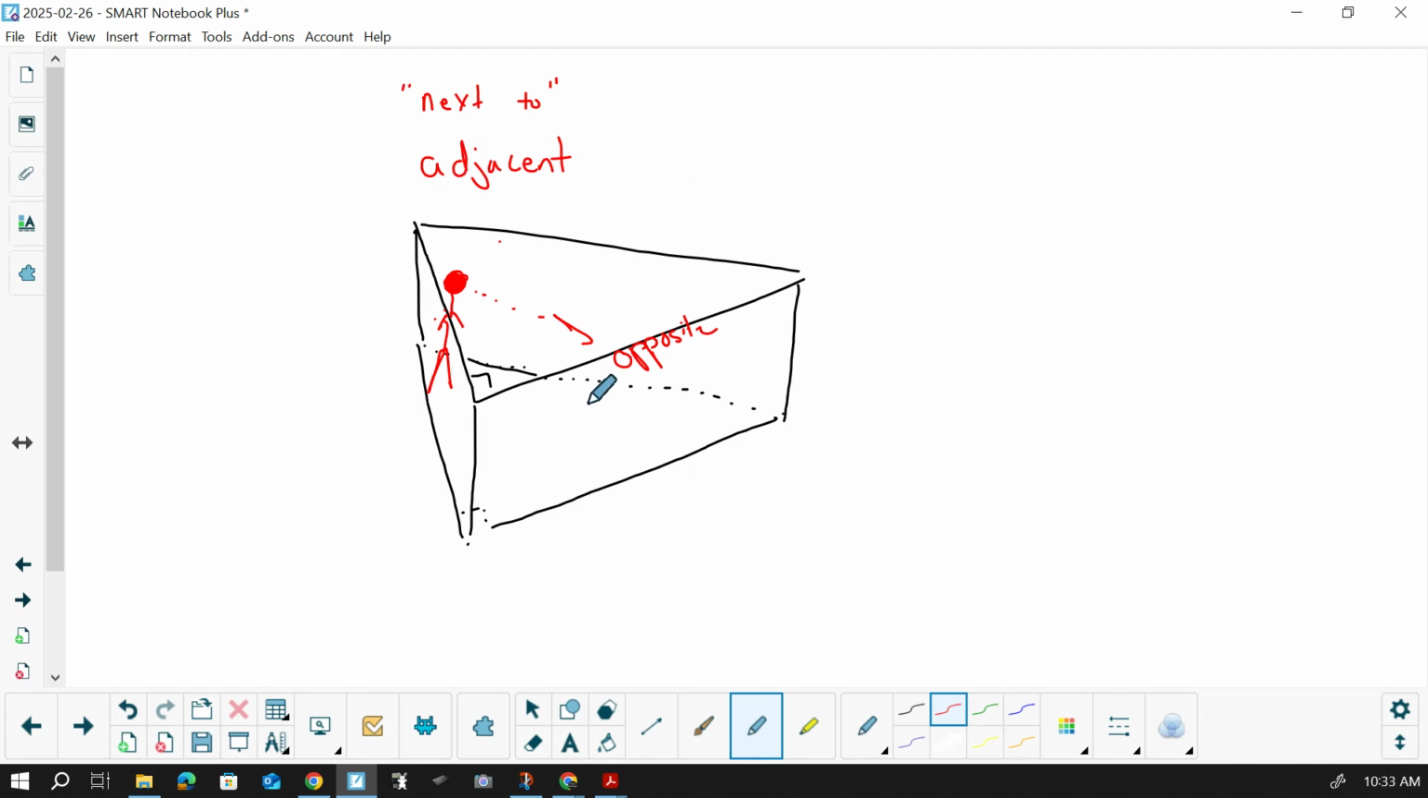But one of these has a special name, because if this corner of the room is a right angle, then we know that this wall is going to be called the hypotenuse wall. We're not going to think of it as the adjacent wall because it's already got a name. It's the hypotenuse. This wall right here would then be the adjacent wall, the one that's right next to you.